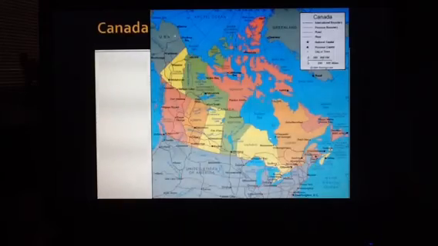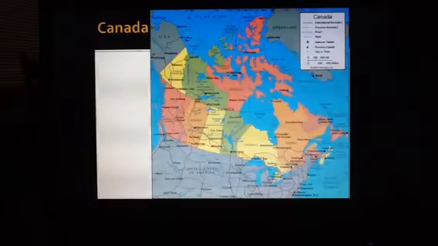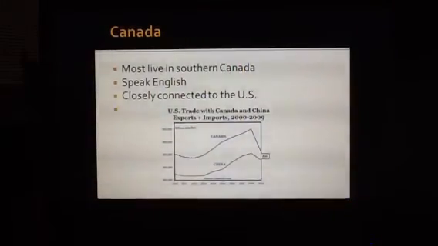Looking at Canada, Canada is a huge country. It's the second largest country in the world by area. As you can see, it's split up into provinces instead of states. The capital city is Ottawa, but the largest city and the most important city is Toronto. We'll get to those in a minute. Most people who live in Canada live in the southern part of Canada because that's the warmest part. Most Canadians speak English. Some do speak French. There are a few other languages. And Canada is very closely connected to the United States.